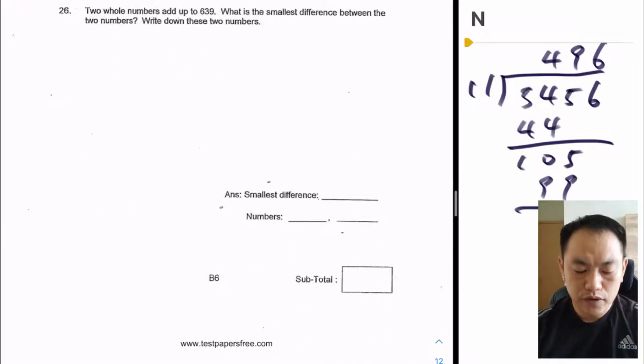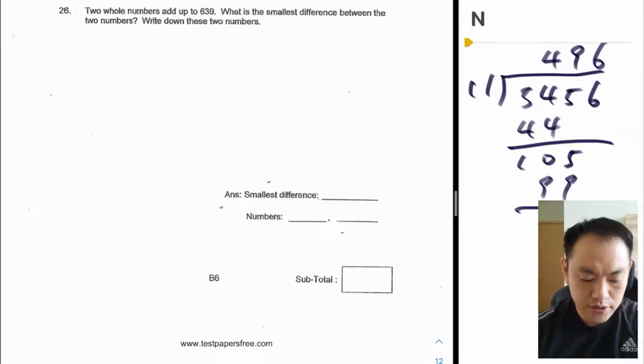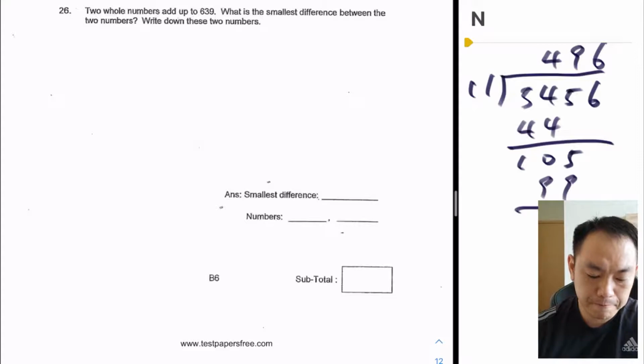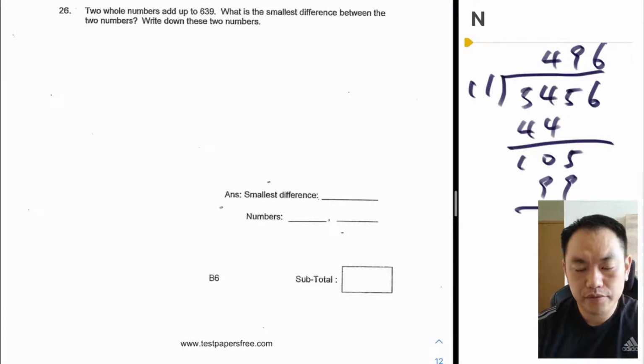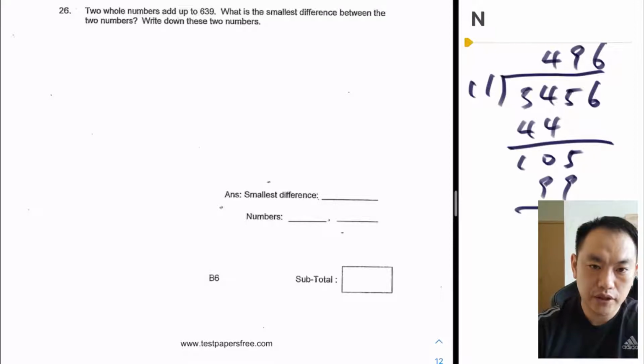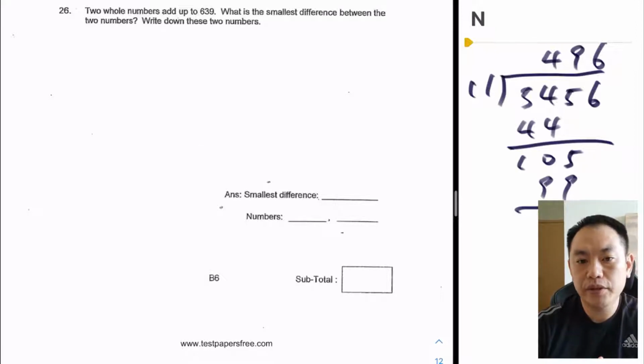Let's move on to question 26. Two whole numbers add up to 639. Pay attention, it's an odd number. What's the smallest difference between the two numbers? Write down these two numbers. If two numbers add up together as an odd number, then the two numbers are right next to each other. Then what will be the smallest gap? The smallest gap will be 1.